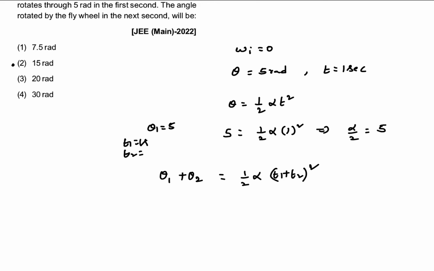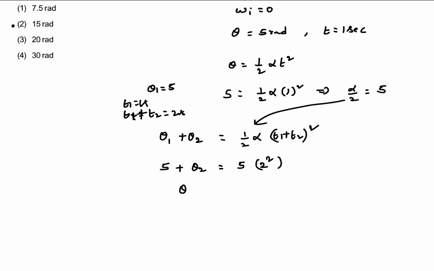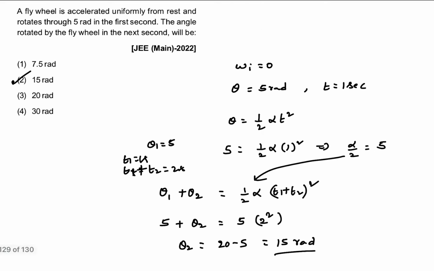t1 is 1 second, t2 is also 1 second. So t1 plus t2 is equal to 2 seconds. I am using that theta 1 is equal to 5, theta 2 I don't know. Alpha by 2 is 5. Theta 1 plus theta 2 is 20. I can get theta 2 is equal to 20 minus 5, that value is 15 radians. Option 2 is the correct option.